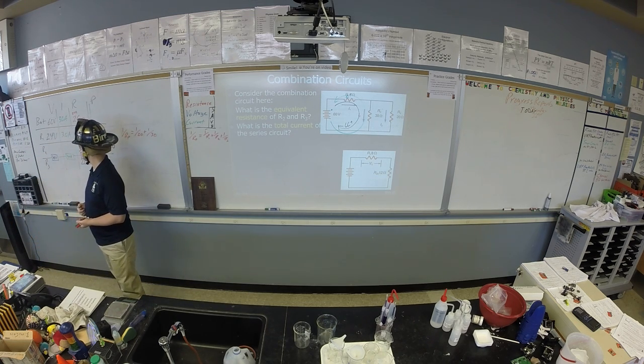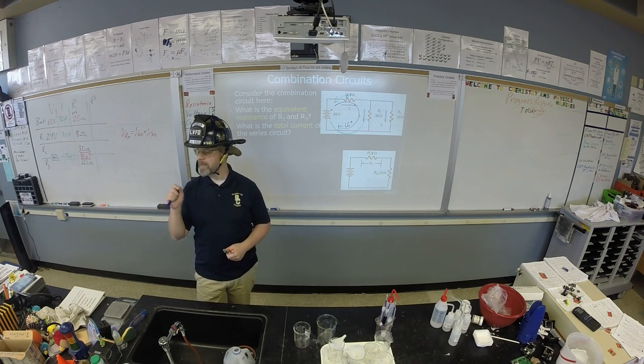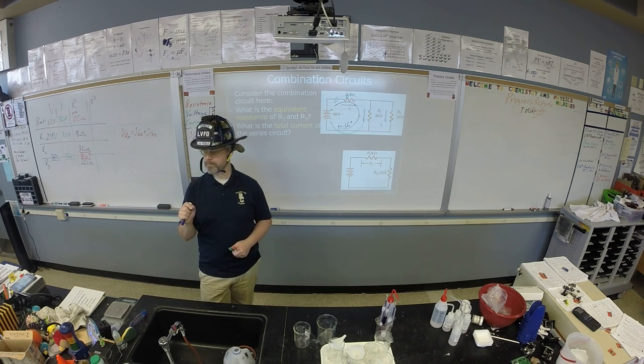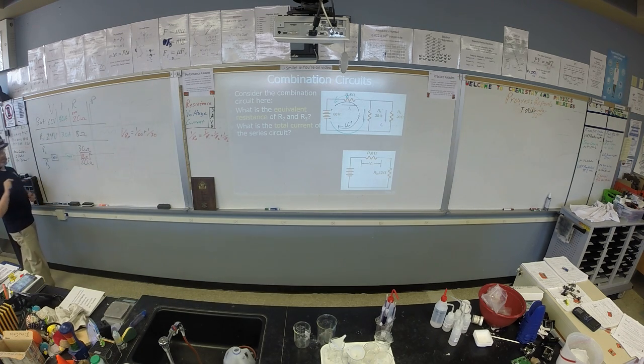Now, we're going to have to do something here. We're going to have to realize that in a parallel section, what is the same in each branch of a parallel section? Voltage. Each branch of a parallel section, it is the voltage that is the same. So, if there's 36 volts, listen carefully, if there's 36 volts in the virtual resistor, that means the real resistors that make it up also get 36 volts.